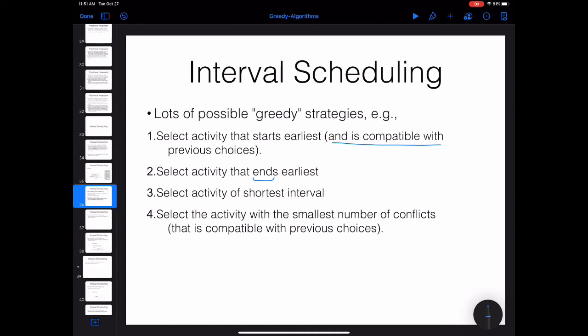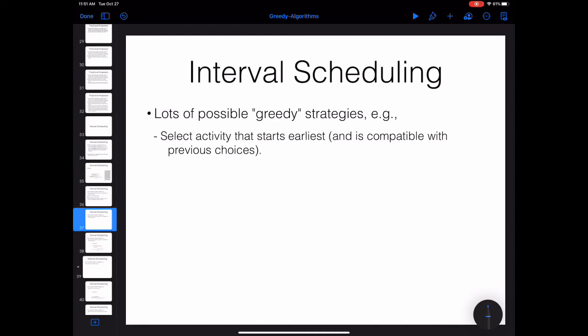And the next strategy is to select the activity with the smallest number of conflicts. This one is also very intuitive. I'm going to discuss all of them and see which one is going to be optimal. If something is not optimal, it's enough to find a counterexample for that.